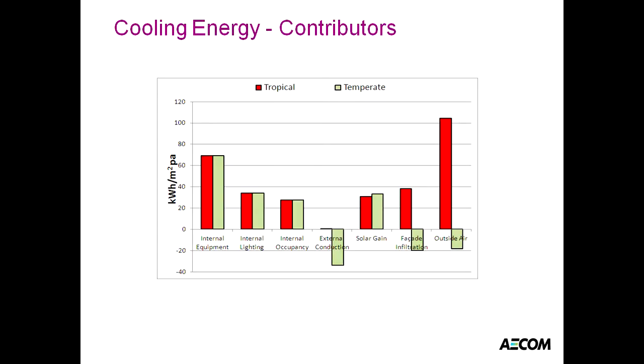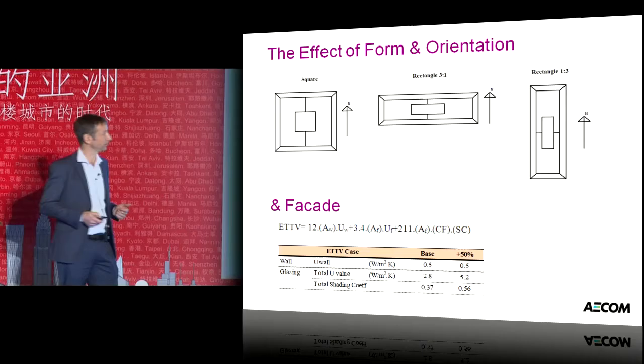And so when you break up that cooling energy, you can start to see here that internal equipment doesn't make much difference, nor does internal lighting or internal occupancy. External conduction does. In Sydney, it's actually giving you a benefit because it's cold outside most of the year. Solar gain's quite small. But the big issue, or the big item that's making a big difference, is outside air, and that's made up of latent and sensible heat.